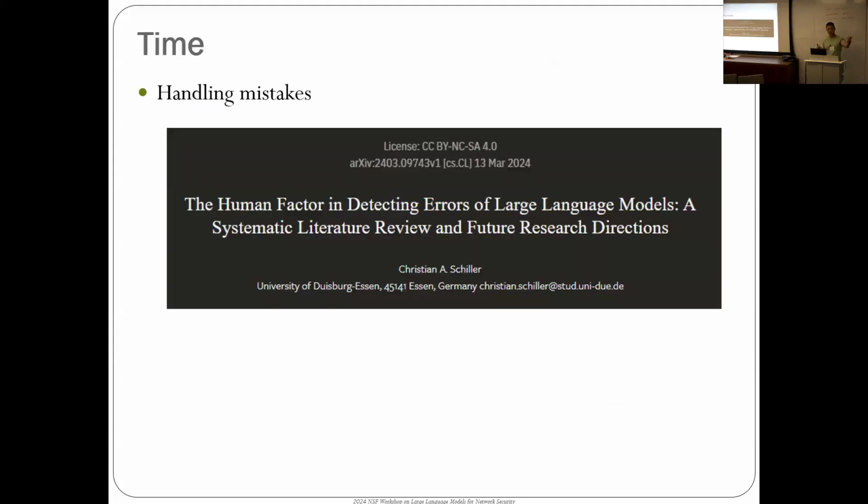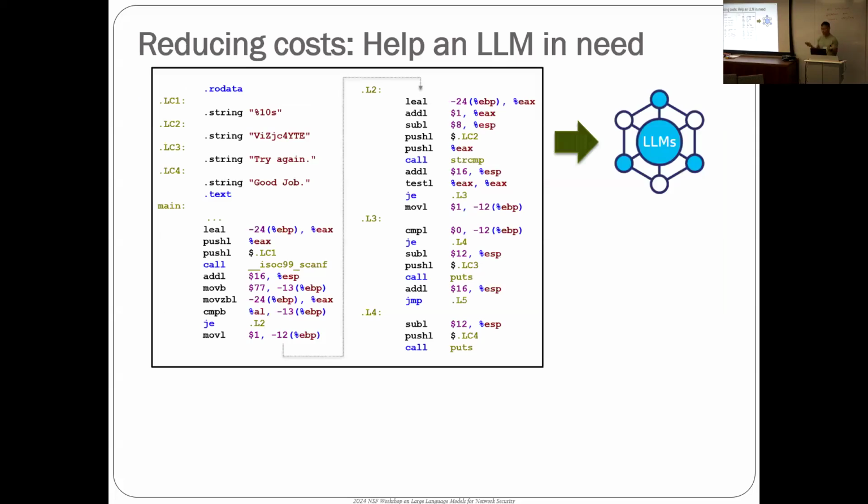The last one is time. So, handling mistakes. Because LLMs make mistakes, now you have to have a human double check that work until you're 100% sure that it's actually going to work. And so, in order for them to really understand how they can make this situation better, we give them this exercise.